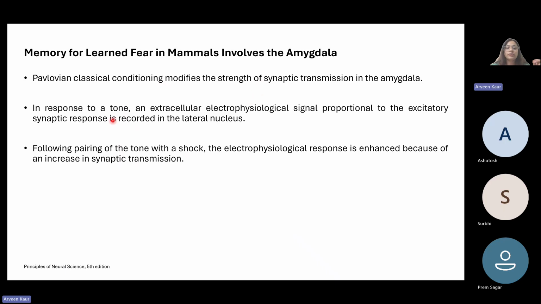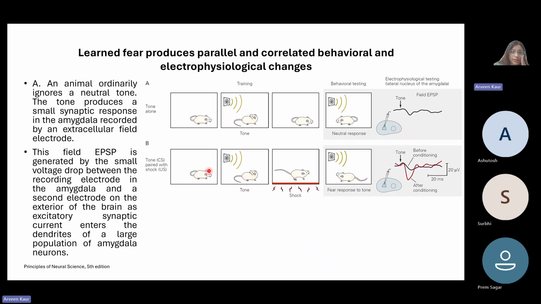In response to a tone, an extracellular electrophysiological signal proportional to excitatory synaptic response is recorded in the lateral nucleus in this case, and following pairing of the tone with a shock, the electrophysiological response is enhanced because of increased synaptic transmission between these neurons, right? Particularly in the amygdala. So, learned fear produces parallel and correlated changes in behavior and in electrophysiology.